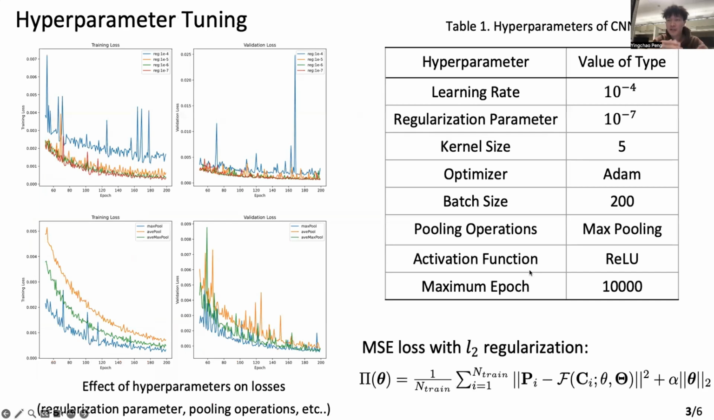We have experimented with lots of hyperparameters. We just show 2 of them here. At the end of the day, we use the learning rate 10⁻⁴, regularization parameter 10⁻⁷, and we use a kernel size of 5 instead of 3, which can capture the neighboring information better. And for the pooling operation, all of them are max pooling. And we use the mean square error loss with L2 regularization as our loss function.